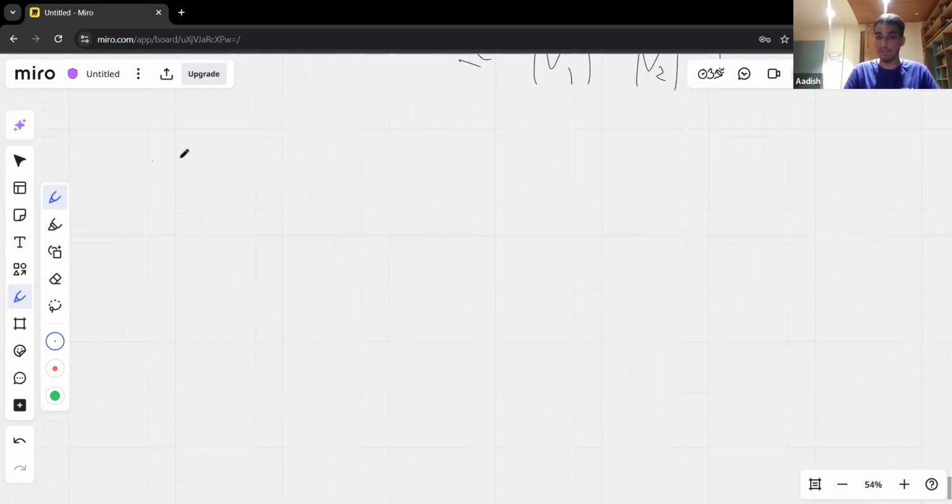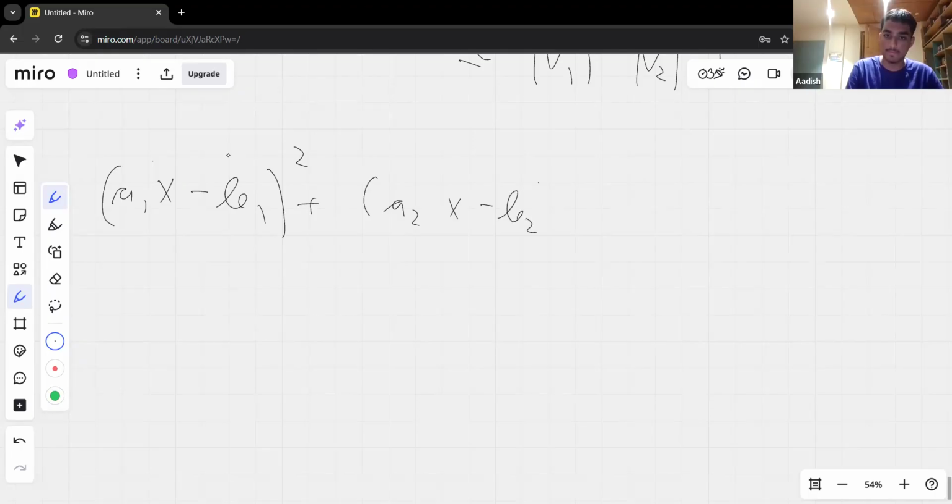Anyway, here is the chill proof of Cauchy-Schwarz, which in my opinion is pretty magical. I don't know how anyone came up with this. Consider this quadratic equation. Consider this quadratic, this is a quadratic equation, correct?